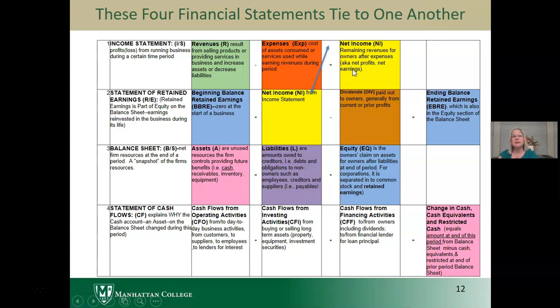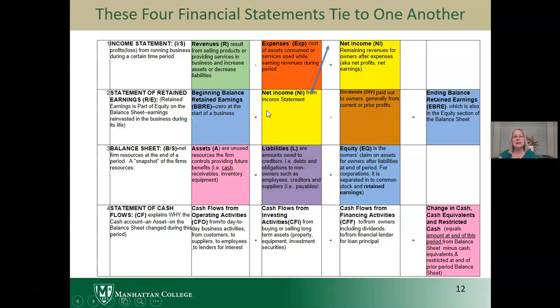Net income from the income statement, you'll see it again in the statement of retained earnings. So once we have net income, we look at the beginning balance of retained earnings. That's earnings that have not been paid out as dividends or given back to the owners. Beginning balance retained earnings, it's zero when you start a business. Most companies have a positive balance if they've earned money over time that they haven't paid out as dividends, although a few will have negative if they have accumulated losses over time.